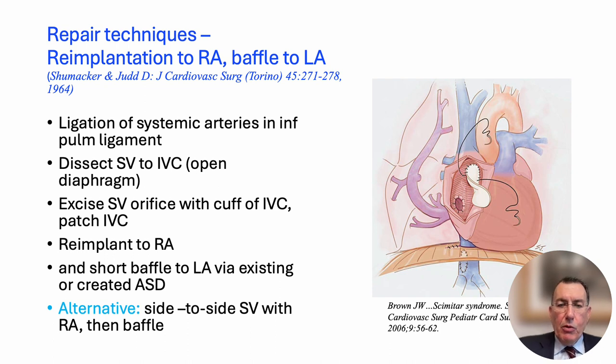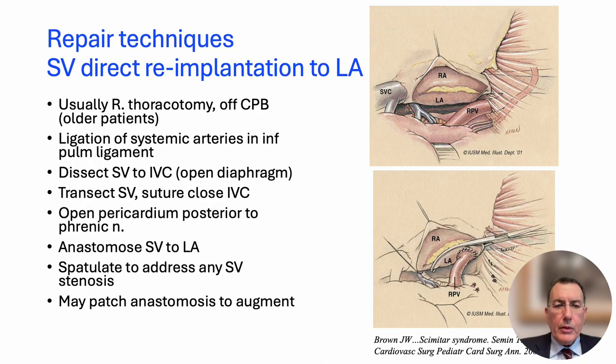completely from the IVC, mobilized, and anastomosed to the lateral right atrial wall. A much shorter baffle is then needed to direct flow via the ASD to the left atrium. Direct reimplantation to the left atrium has been popularized by John Brown.